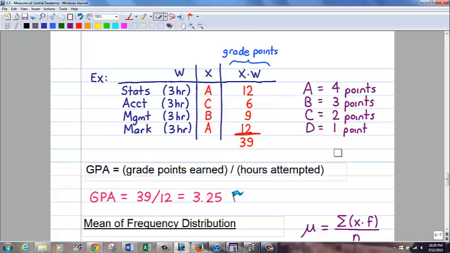Anyway, that's not critical. So an A is worth 4, B is worth 3, C is worth 2, D is 1, F 0. So if you made an A in a 3-hour class, 3 times 4 would be 12. A C in a 3-hour class, 3 times 2 is 6. B, 3 times 3 is 9. A is 4, 3 times 4 is 12. Add those up, get 39. And then you take 39 total grade points divided by 12 hours attempted. So that means that GPA for those courses would be 3.25.